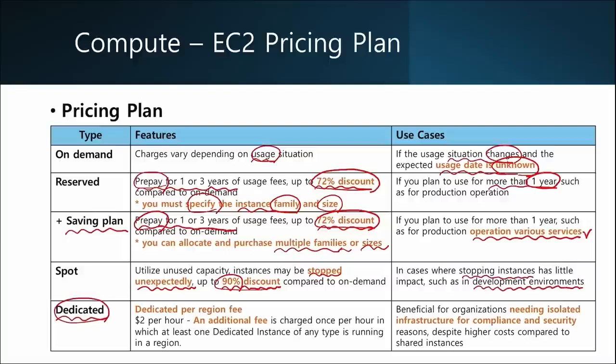Lastly, there is Dedicated. Dedicated is used for services where compliance or security is important. In the case of this service, it is an EC2 instance type that is used in isolation and not shared with other services, users, or other instances. So in this case, like Dedicated, a region fee of $2 is charged per hour.